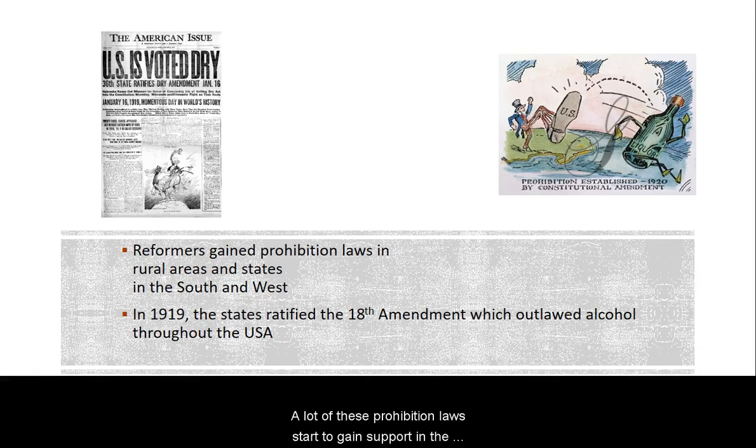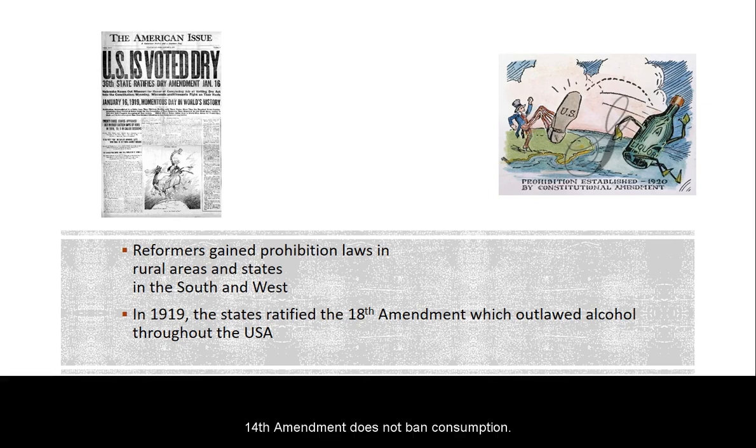A lot of these prohibition laws start to gain support in the rural areas and the states in the South and the West. So the states that are less populated or more out in the country start to gain more prohibition laws or more bans on alcohol, to the point where in 1919, the states ratified the 18th Amendment to the U.S. Constitution, which outlaws alcohol throughout the country.